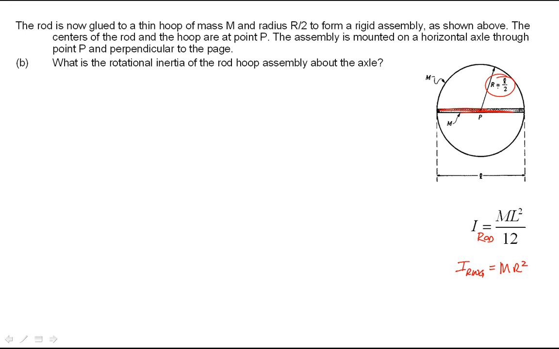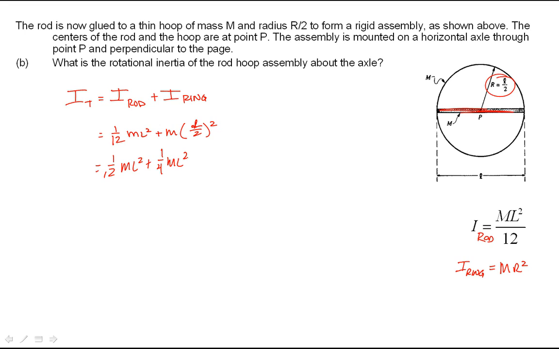And we can use the fact that the moment of inertia of a complex object is just the moment of inertia of each piece separately. So it's the moment of inertia of the rod plus the moment of inertia of the ring. We can just add these together. So we have 1/12 ml squared plus m times L over 2 squared. That becomes 1/12 ml squared plus, since L over 2 squared becomes a fourth, 1/4 ml squared.